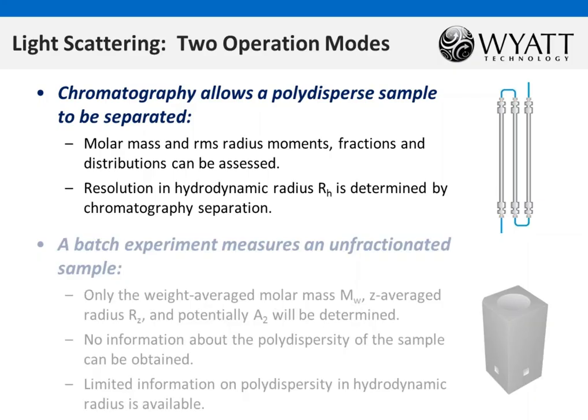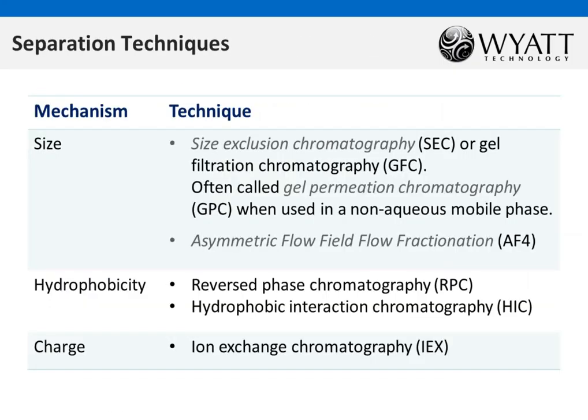We will first discuss light scattering in chromatography mode. Light scattering can be readily coupled to liquid chromatography and is a natural match for measuring molar mass of macromolecules. It is most often practiced in conjunction with size exclusion chromatography, SEC, also often called gel filtration chromatography. When used for polymers, in particular in an organic mobile phase, SEC is also often termed GPC, or gel permeation chromatography.